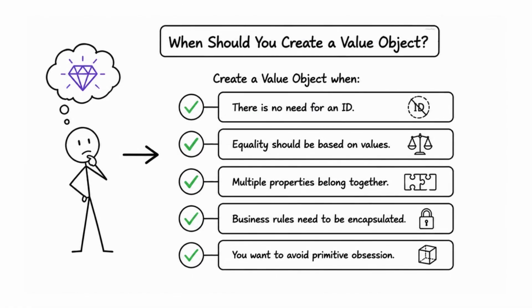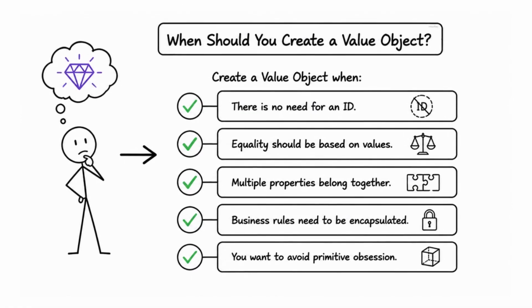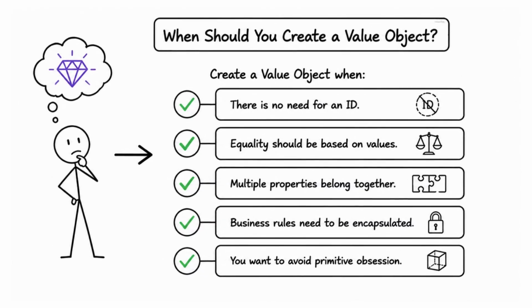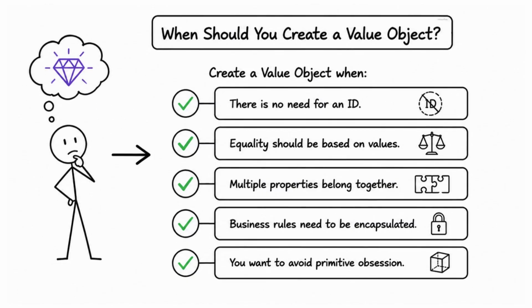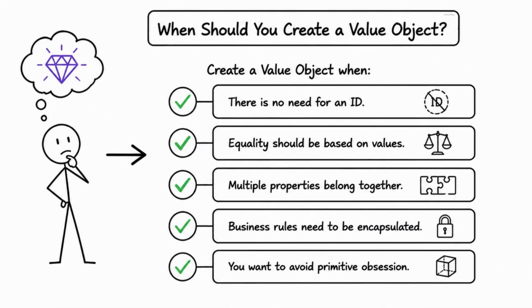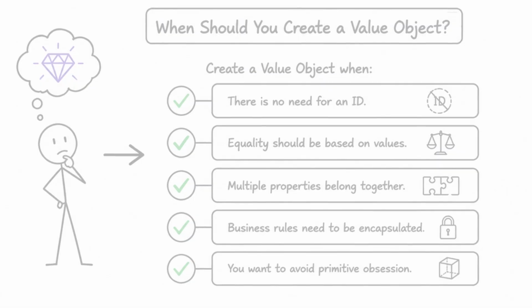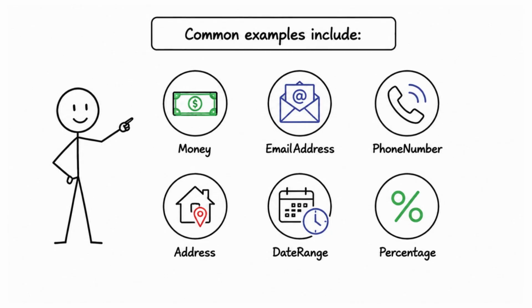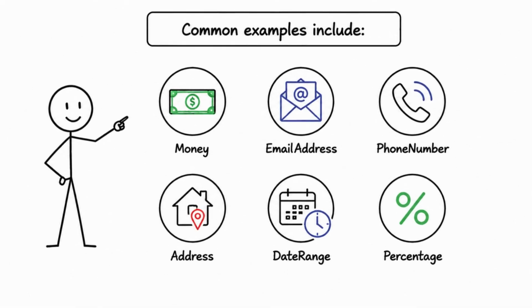When should you create a value object? Create a value object when there is no need for an ID. Equality should be based on value. Multiple properties belong together. Business rules need to be encapsulated. You want to avoid primitive obsession. Common examples include money, email address, phone number, address, date range, percentage.